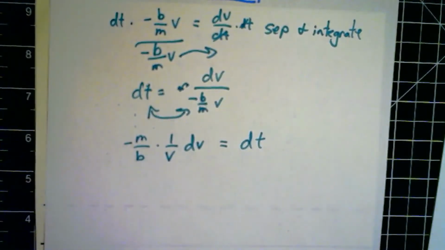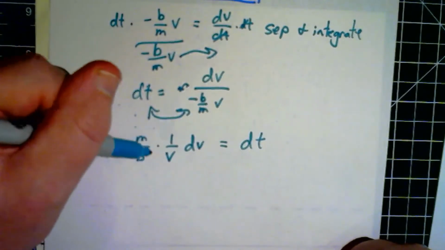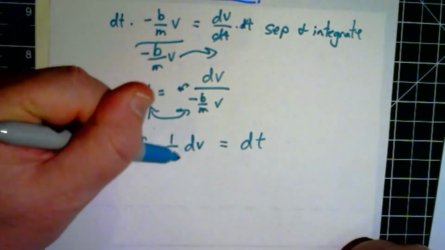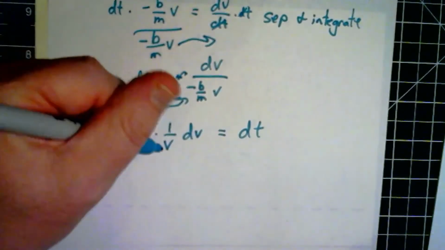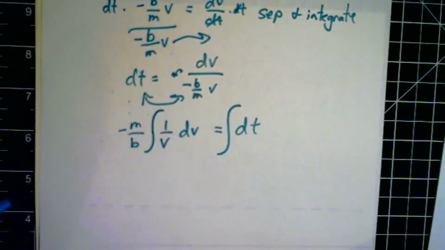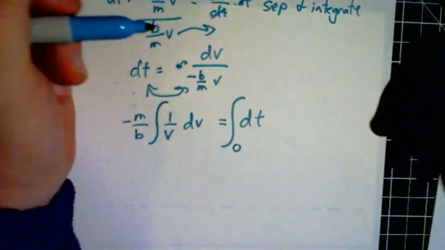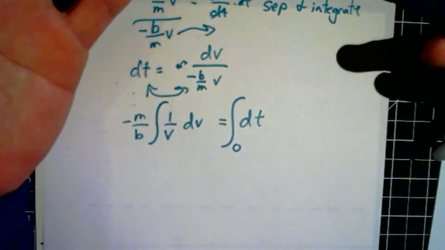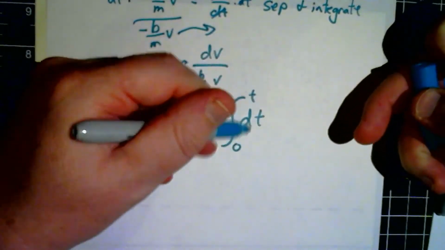That's the separate step. We took it apart and rearranged it. The reason I brought the negative m over b out in front is that it's a constant term that doesn't play into the velocity. The next step is to integrate both sides. The limits of integration are a little bit tricky. On the time side, we started at time 0, and later on we're going to get to some later time. I don't know what that is, so let's just make it a variable, t. Those are our time limits.